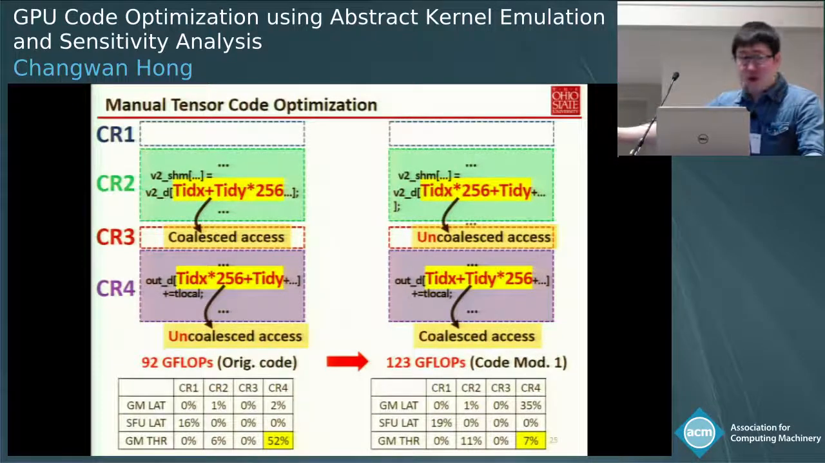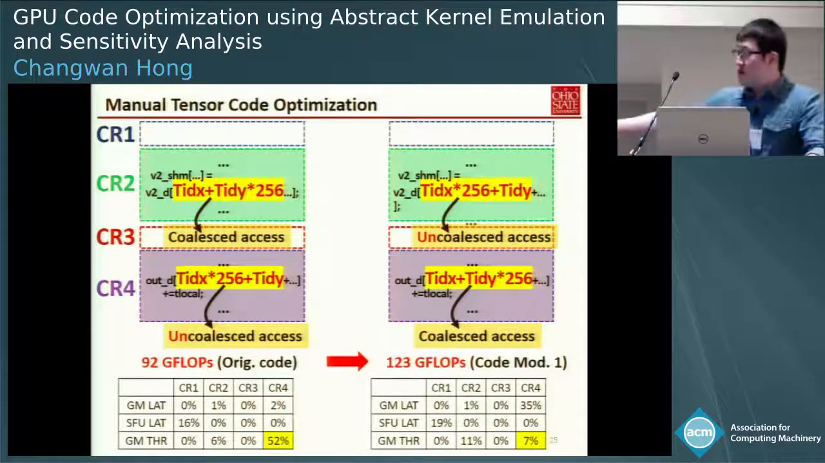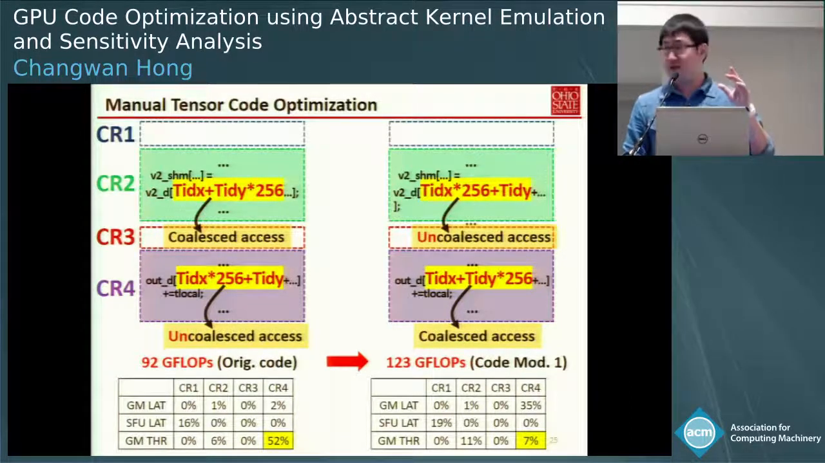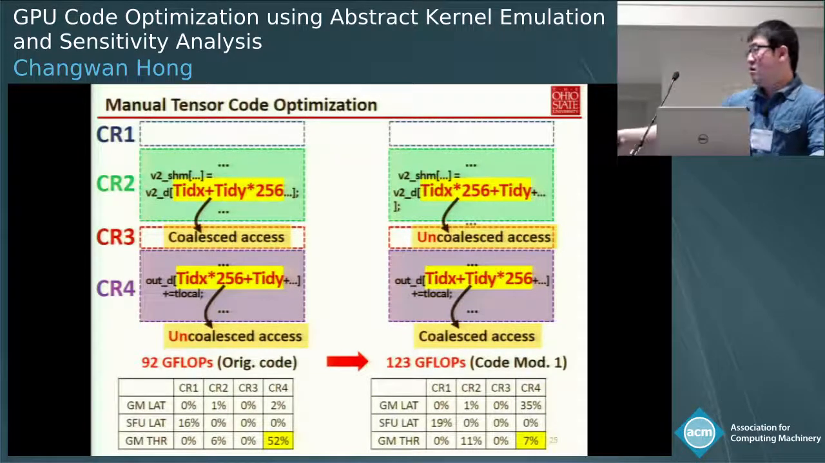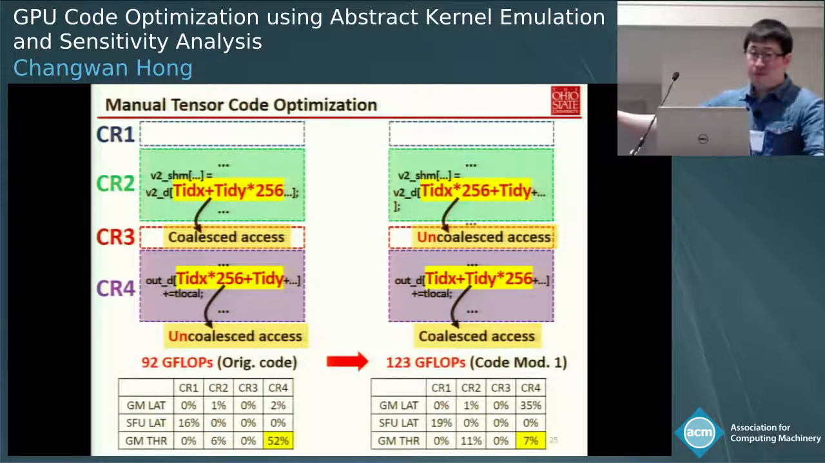The 4 columns, except for the first column, present the region-wide sensitivity for code regions 1, 2, 3, and 4. Each percentage is the sensitivity with respect to the total time, not the time taken in each code region. As you can see, the most sensitive part is global memory throughput in code region 4, which is 52%, which means this performance mainly suffers from global memory throughput in code region 4.